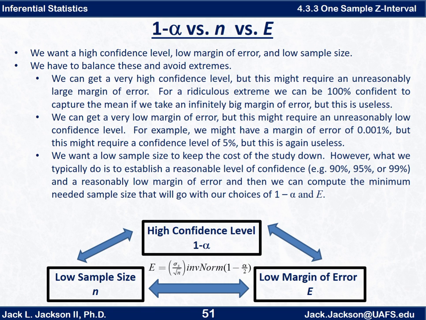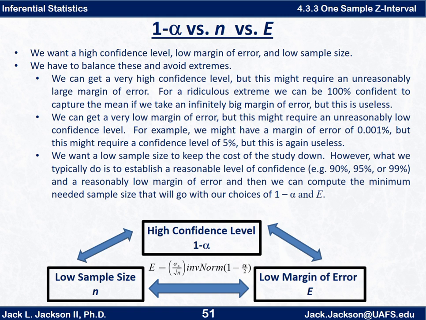We can get a very high confidence level, but it requires an unreasonably large margin of error. For a ridiculous extreme, let's look at this example. We can be 100% confident to capture the mean if we take an infinitely big margin of error, but that's useless to say, oh, well, the mean is somewhere between negative infinity and infinity. Doesn't really help a whole lot. We're 100% sure it's true, but not very helpful because the margin of error is too big.